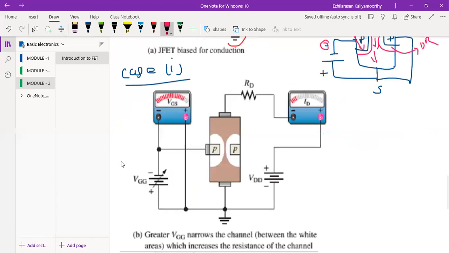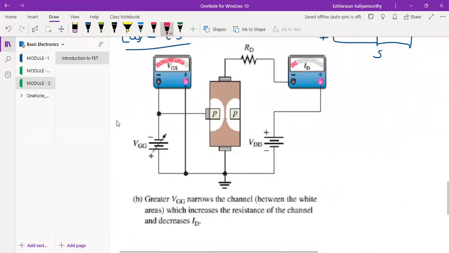In case one, first your VG is greater than 0 volt. That means you are applying a positive voltage. When you apply the positive voltage, what will happen? With more and more positive voltage, the VG narrows the channel. Why? Because it increases the resistance of the channel, and your depletion region will increase.